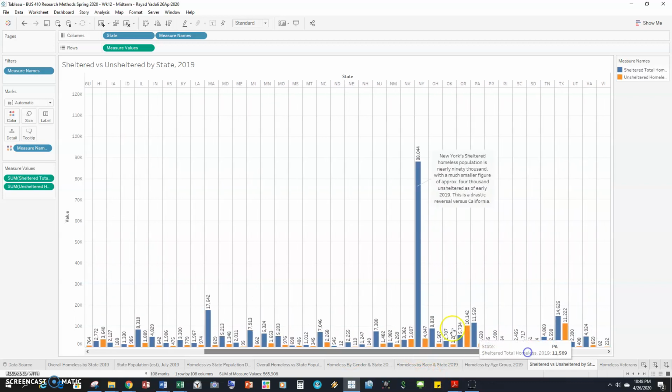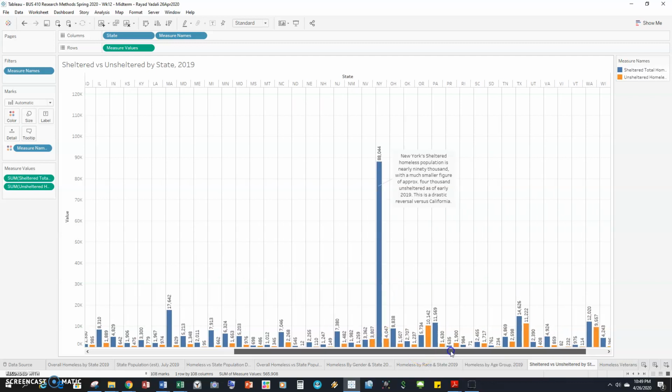Whereas if you compare New York straight away, that's virtually the complete opposite, where New York has 88,000 sheltered versus a much smaller unsheltered population. And obviously, I would like to say that the populations change. Obviously, some people will be in homes for a while and then decide not to stay in the homes, back and forth, vice versa.